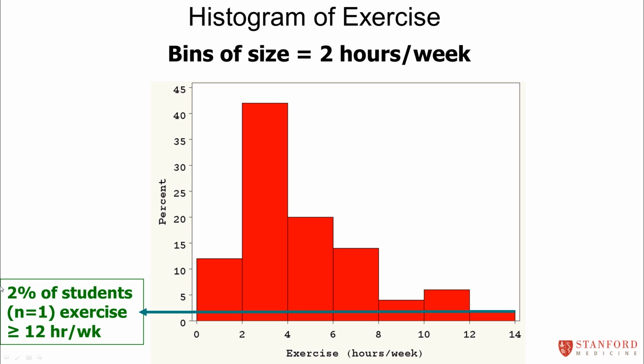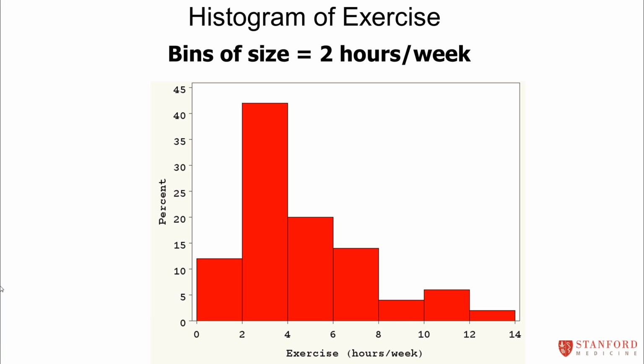That person got included in the 12 to 14 bin because, again, the 10 to 12 bin does not include 12. So 12 to 14 is the bin that actually includes exactly 12 hours per week. So that represents one student who exercised 12 hours per week.